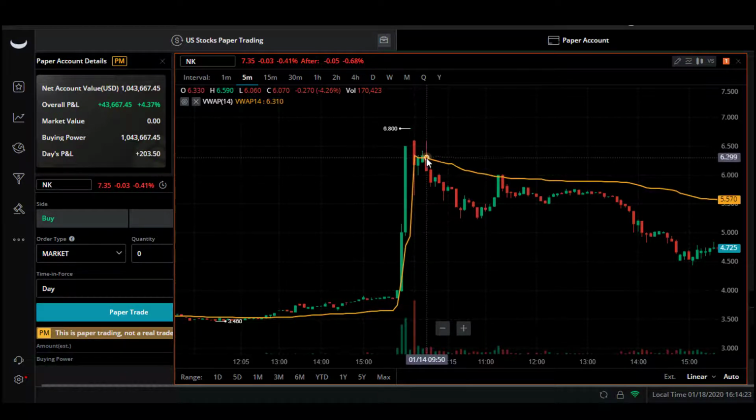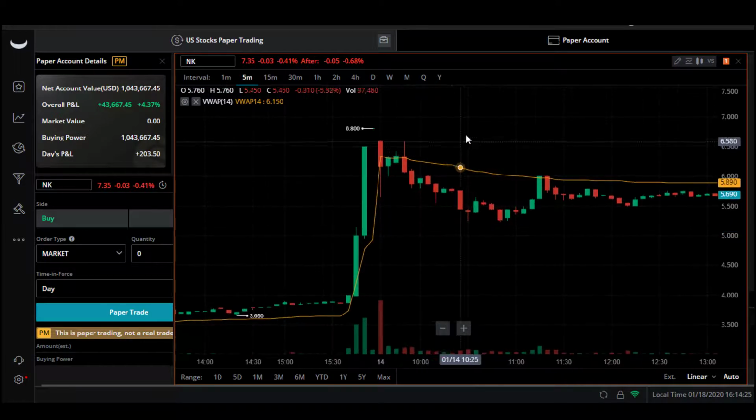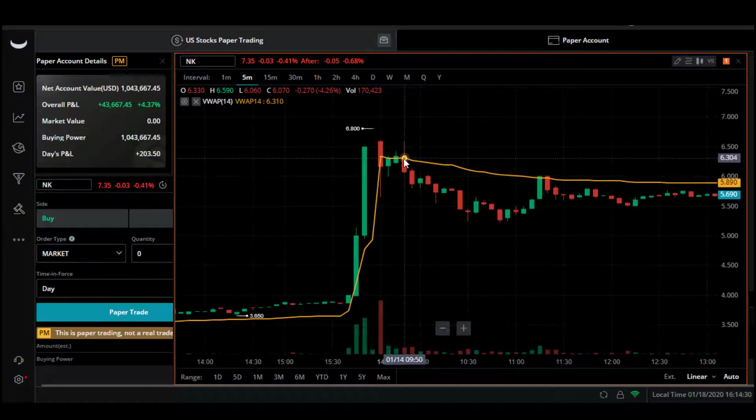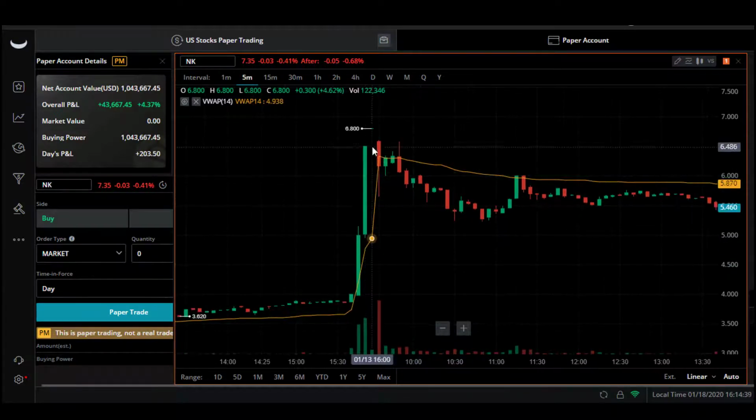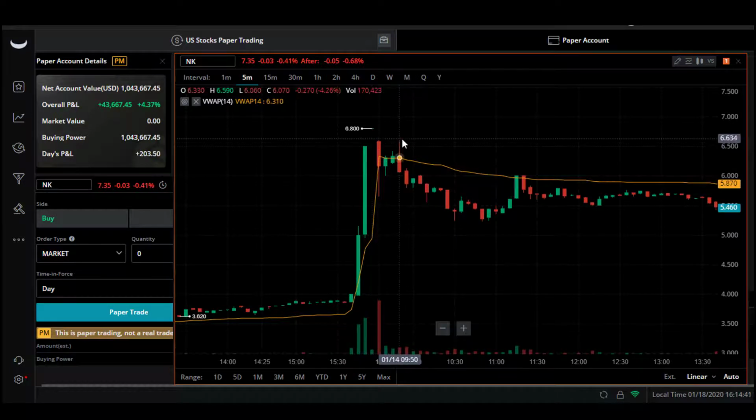See that long wick? Now if you are not sure what a wick is, it's just like a regular candle. This is the body of the candle, and this slim section is what they call the wick. Here again is a wick, here again is a wick. So this is high of day explained.